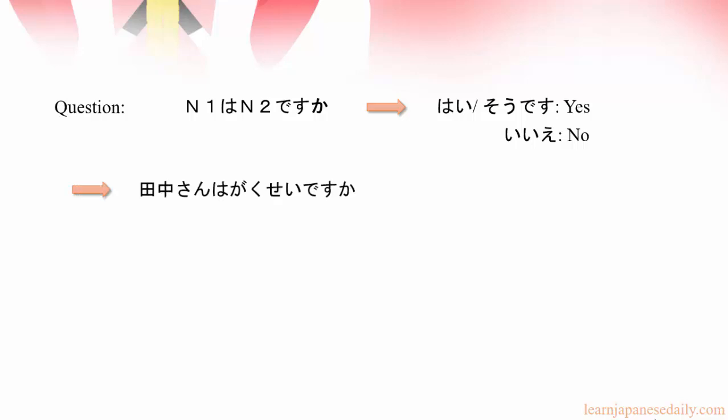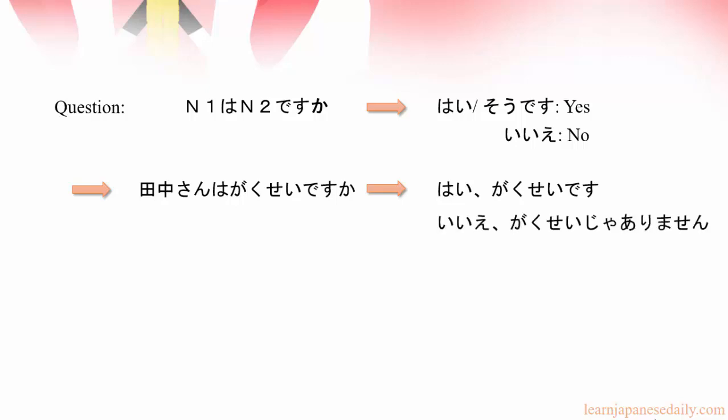To give you an example, when you want to ask, is Tanaka a student? We have to ask, 田中さんは学生ですか? If it is correct, you say, はい、学生です. And if it is wrong, you say, いいえ、学生じゃありません.